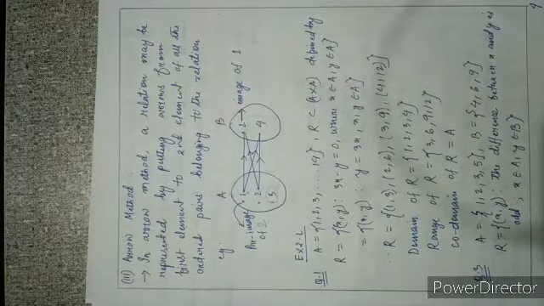So to represent a relation there are three ways. Number 1, roster method. Number 2, set builder method. Number 3, arrow method.